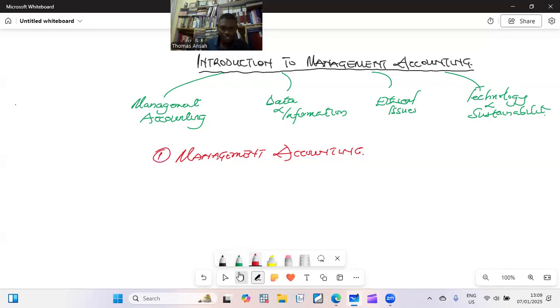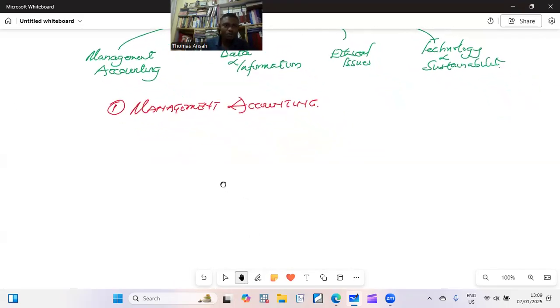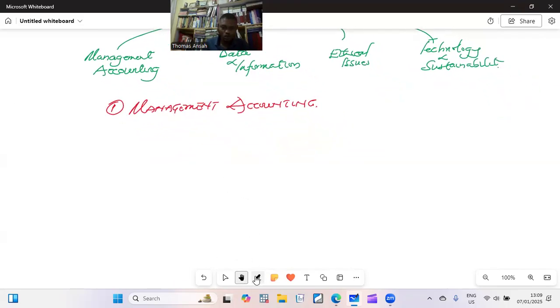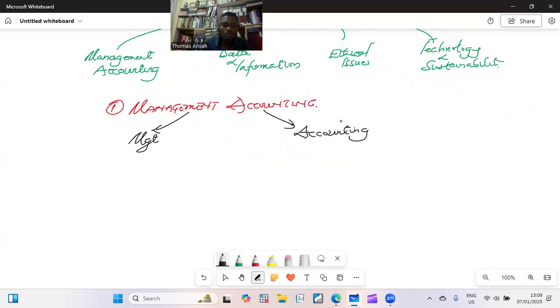Now, you could see clearly that this course is a combination of two words. We have on one side management, and on the other side, we have accounting. So we need to understand the two and bring them together. Now, whenever you hear of management, what comes to mind?